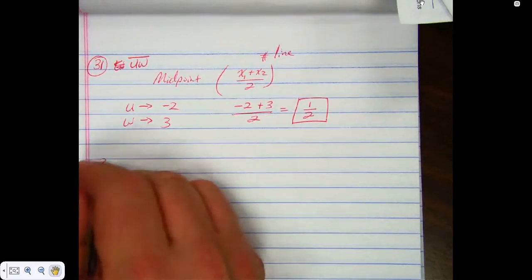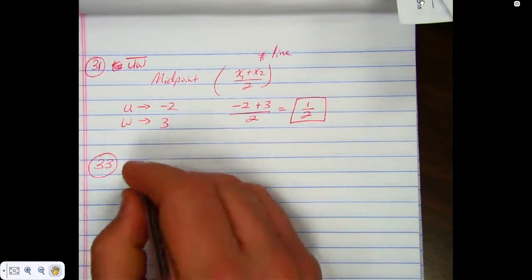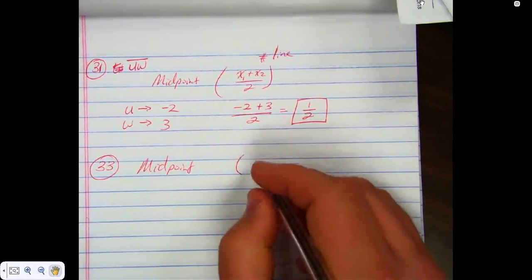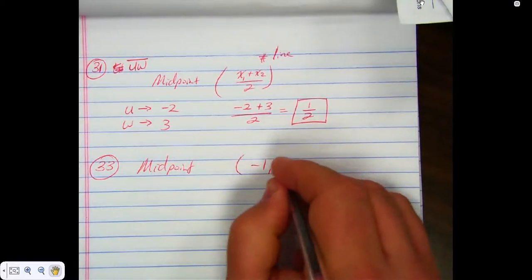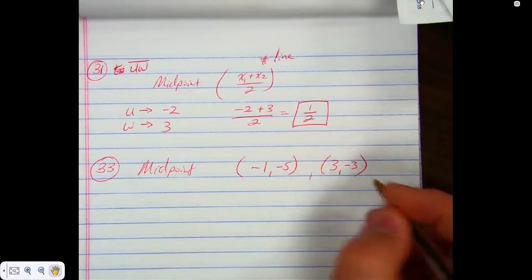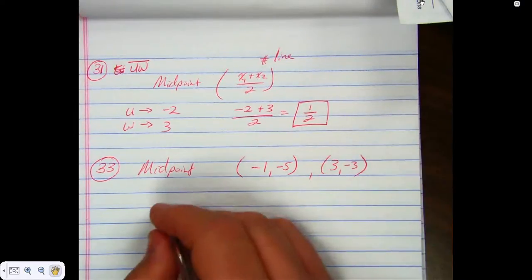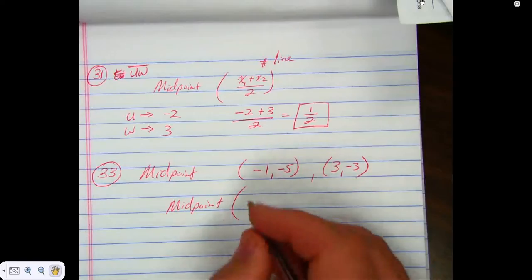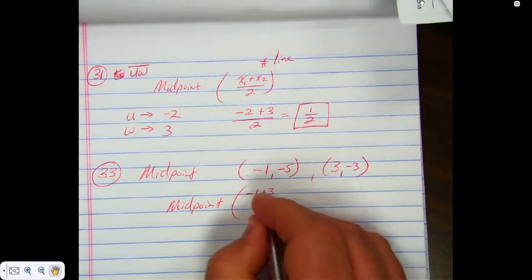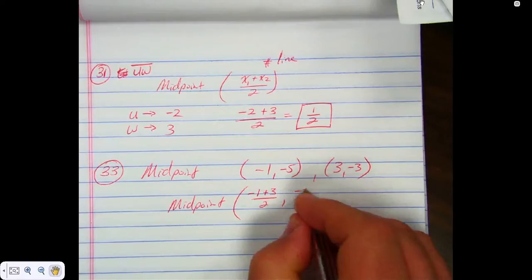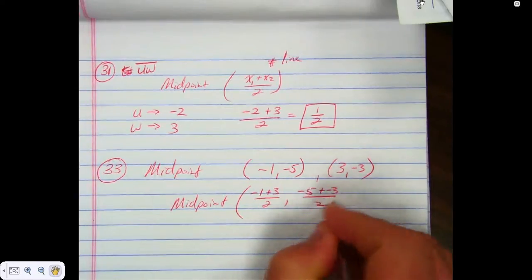Now, how do we do 33? Here we're going to find the midpoint between two points. The points are (-1, -5) and (3, -3), correct? How am I going to find the midpoint here? -1 plus 3 divided by 2, and then -5 plus -3 divided by 2. It's the same concept, we just have to do it for both coordinates.